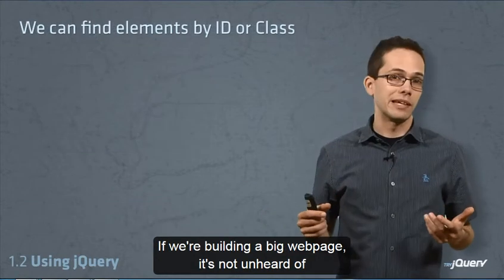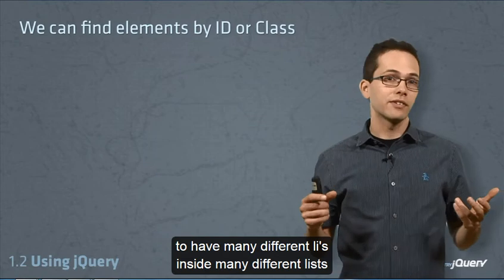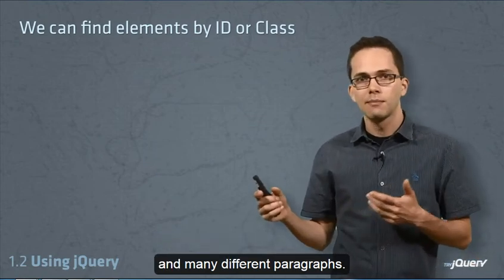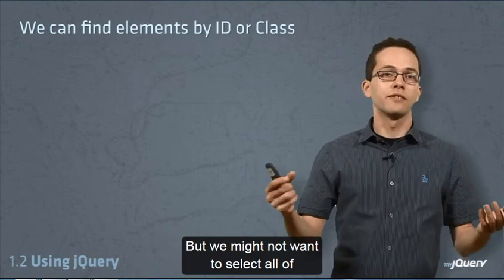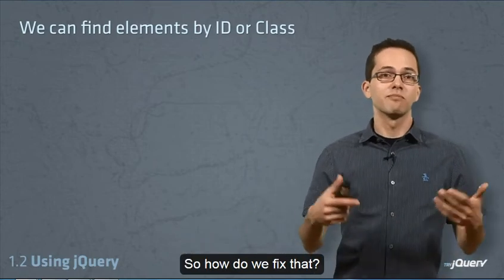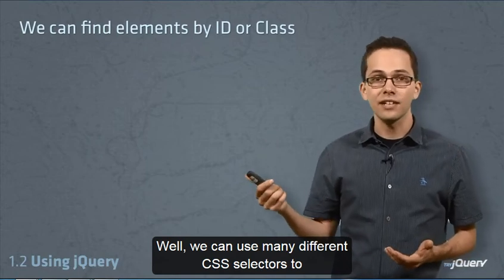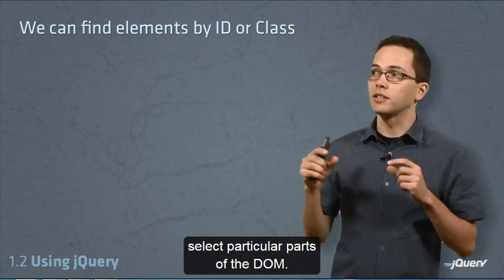If we're building a big web page, it's not unheard of to have many different LIs inside many different lists and many different paragraphs, but we might not want to select all of them all of the time. So how do we fix that? Well, we can use many different CSS selectors to select particular parts of the DOM.